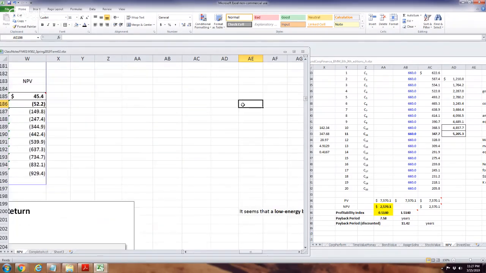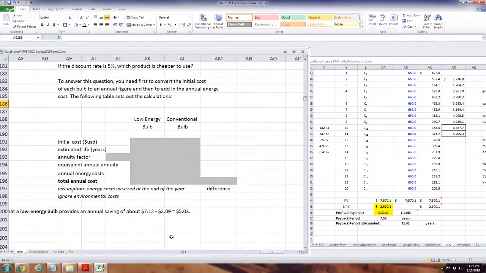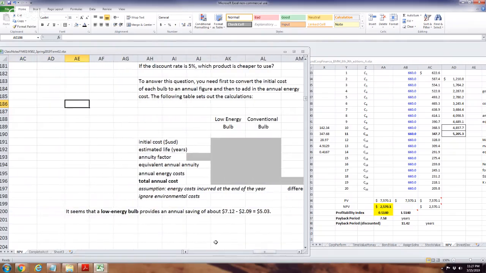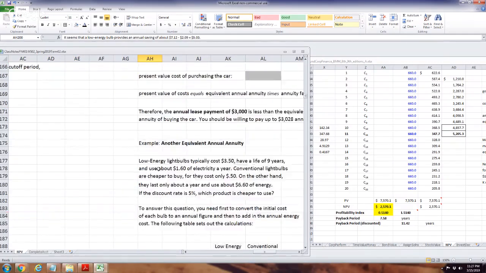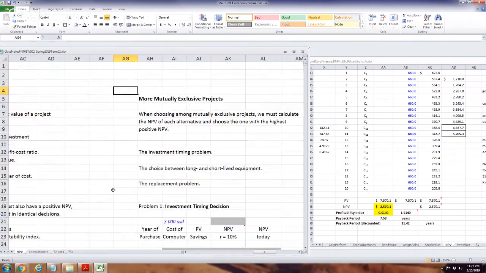There's a light bulb one here that I remember working on. This one's a very good one. We're going to give ourselves some space here, but those are some good engineering problems.